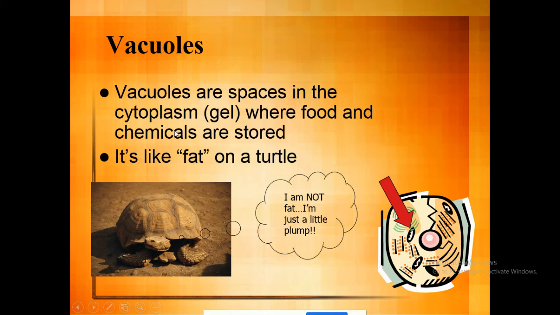Vacuoles are the spaces in the cytoplasm where food and chemicals are stored. In case of the plants, we have studied the vacuoles are larger in size, and in case of animals, these are small, but many vacuoles are there, right?